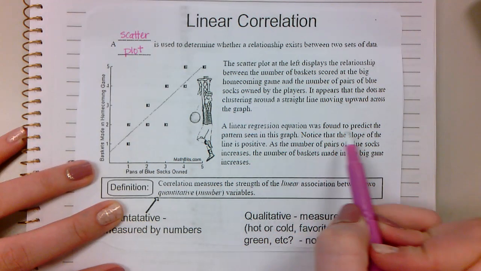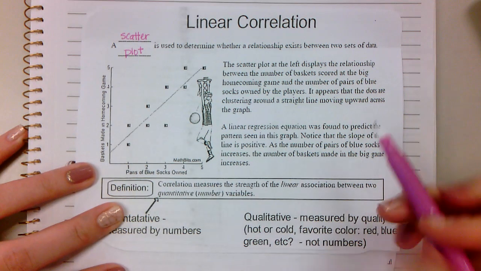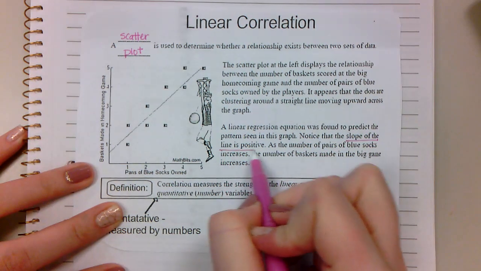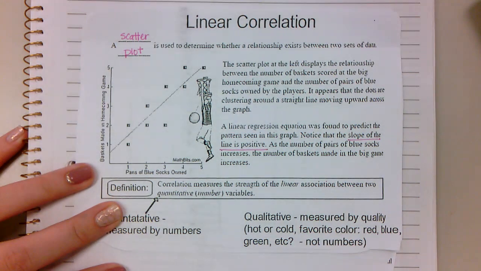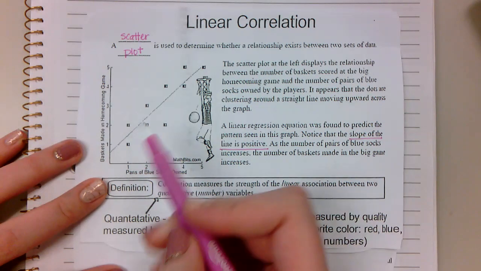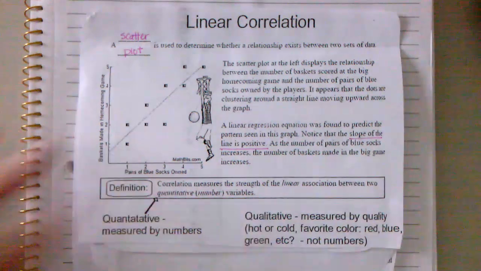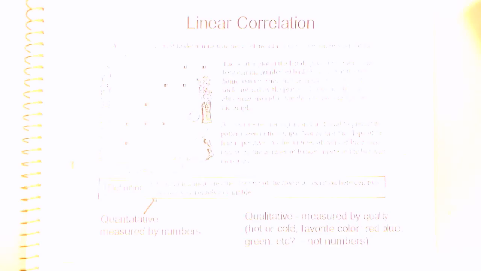So the linear regression equation was found to predict the pattern that was seen in this graph. So the slope of the line is positive. As the number of pairs of blue socks increases, the baskets also increase. So we can see in this example that there is a correlation between the number of baskets they're making and the number of socks that they have.